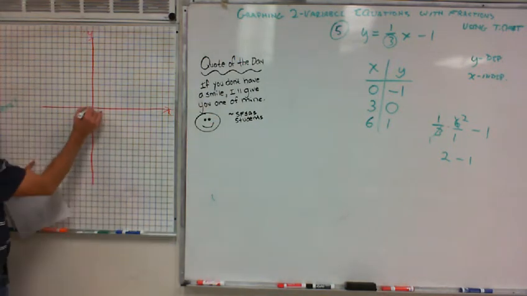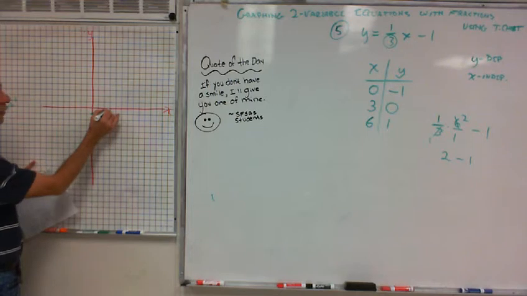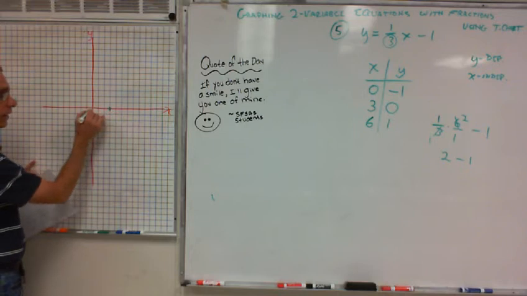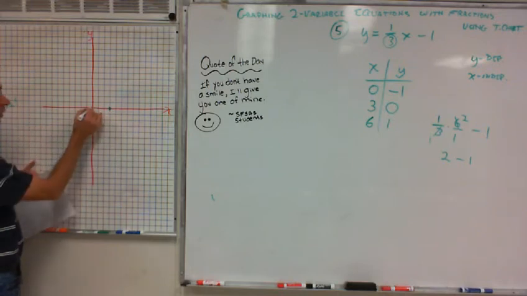Okay? So I come over here now, and I just plot them. For the first one, I don't go anywhere to the left or right. I go 0 units. But I go down 1, so I'm going to put a dot there. And then I go back to the origin. I go over 3, and then I don't go up at all or down at all. So I put my dot right there on the x-axis at 3. And then my last one, I start at the origin.